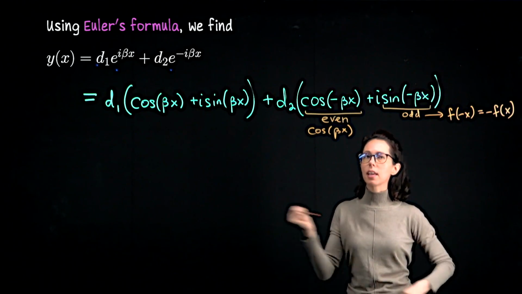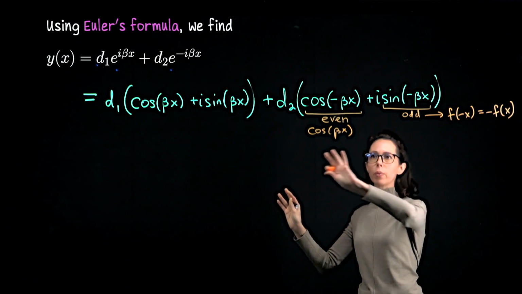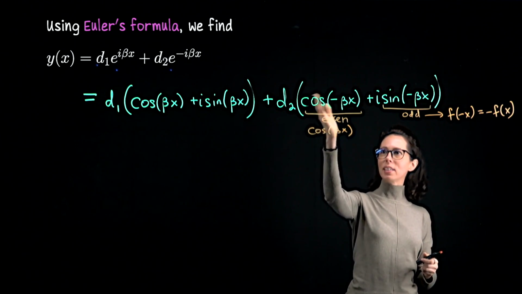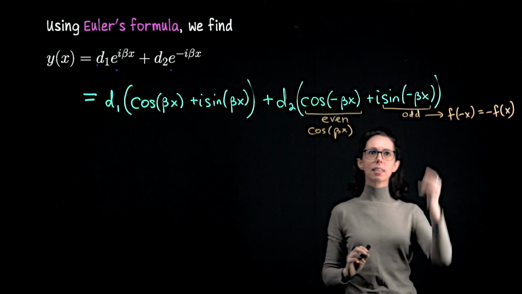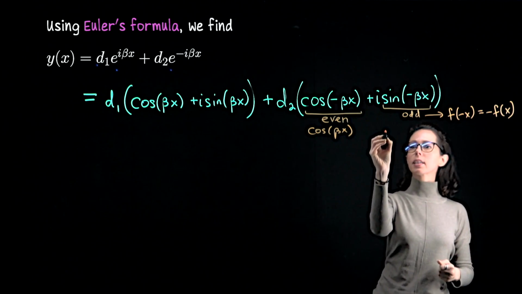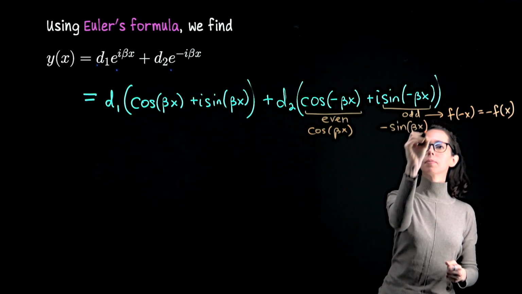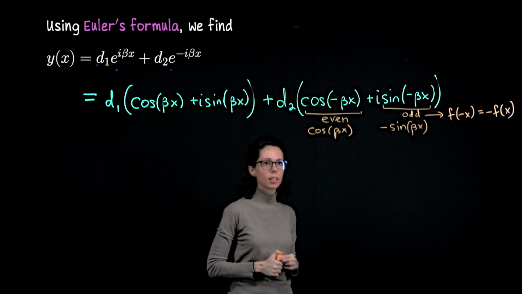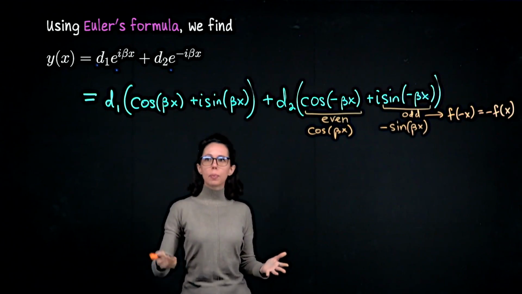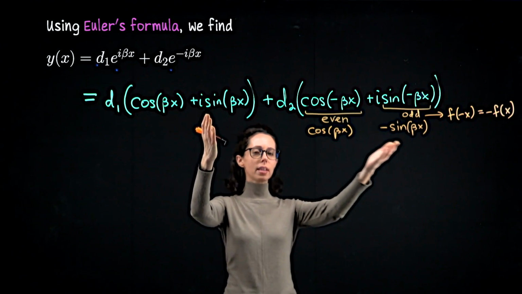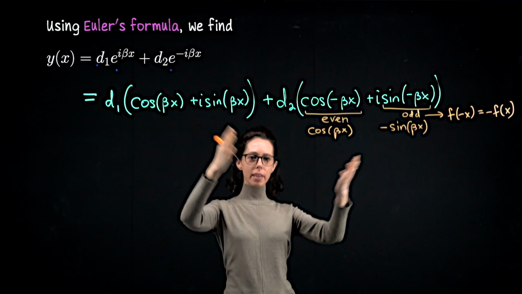So on the next line, I'm going to start doing some combinations. When I get to this, cosine negative beta x will replace that with cosine beta x. And here, sine of negative beta x will become negative sine of beta x. Now this is ideal because I have the same looking cosine functions in both of these expressions as well as sine. So I'm going to be able to combine them together.